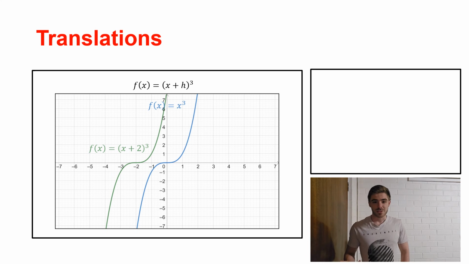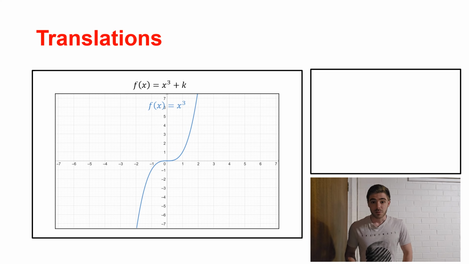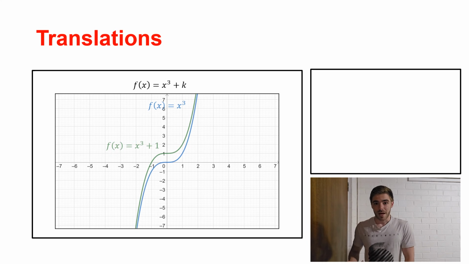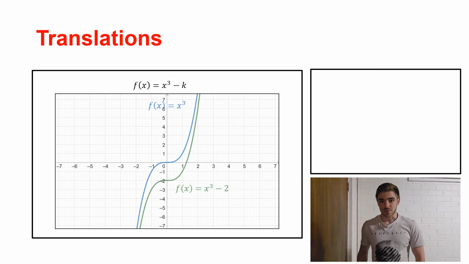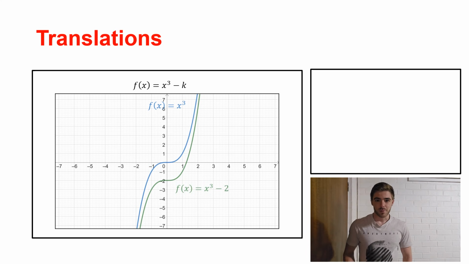Vertical translations are determined by the k term. If you have plus k, then your graph is going upwards. For example, if you had x cubed plus 1, then your graph is being shifted up by 1. If you have minus k, then your graph is shifting down. For example, if you have x cubed minus 2, then your graph is being shifted down by 2.